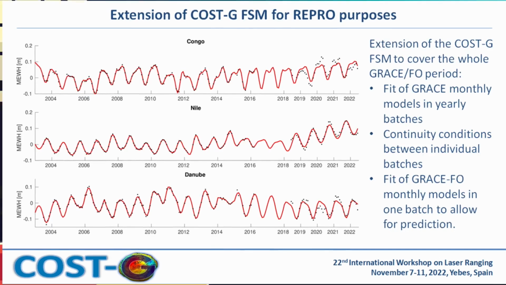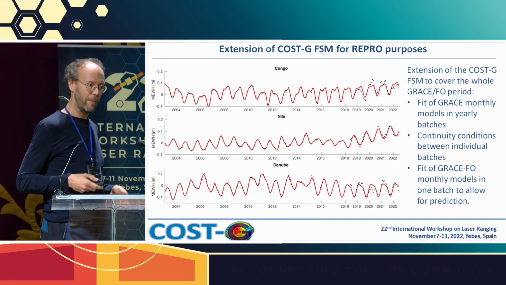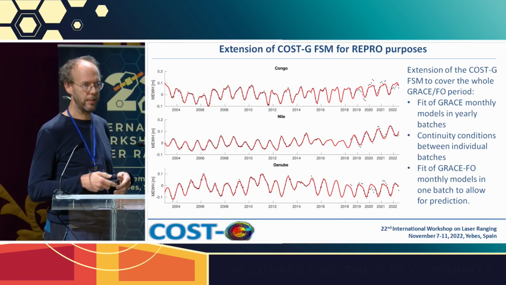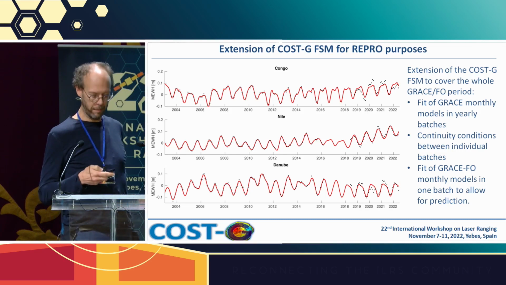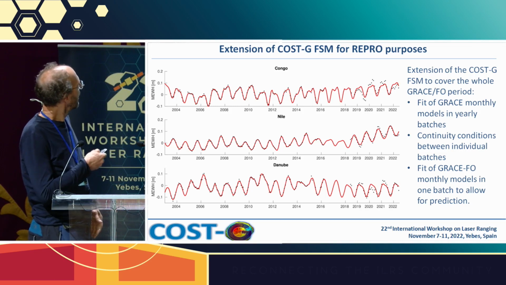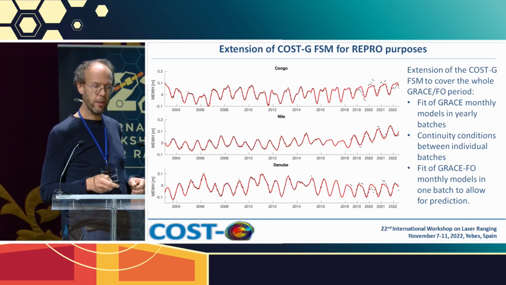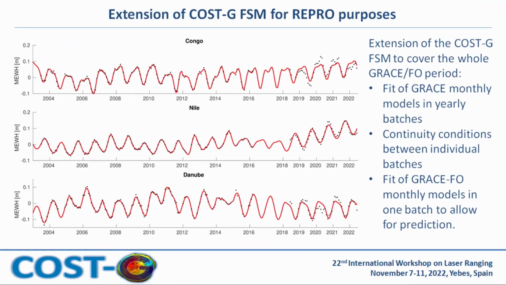And now this is not an outlook anymore, it becomes reality already. The Copernicus community asked us, couldn't we provide a fit for the whole period? Because they not only want to use it for Grace, for LEO-POD, but also for reprocessing campaigns. So I fitted a model to Grace and Grace follow-on, and for the Grace period, I fitted it in yearly batches with continuity conditions. So here you see the fit for 3 river basins with annual variations and some interannual changes. And the black dots are the monthly solutions, and the red one is the fitted model.